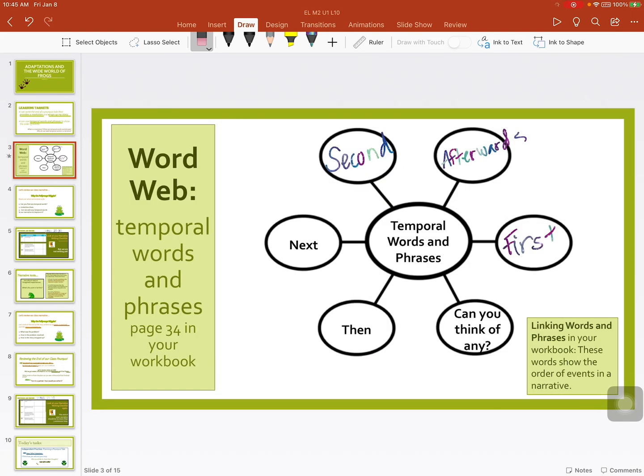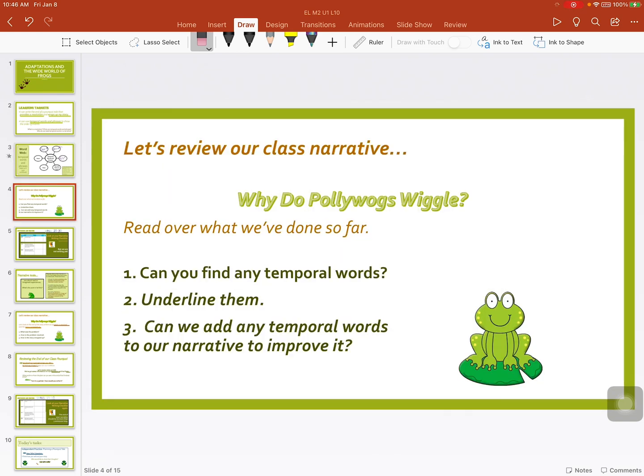So, word web, temporal words and phrases, and you can also go to page 34 in your Module 2 workbook, and here are some temporal words and phrases. Next, then, second, afterwards, first. Linking words and phrases in your workbook. These words show the order of events in a narrative, and that's important.